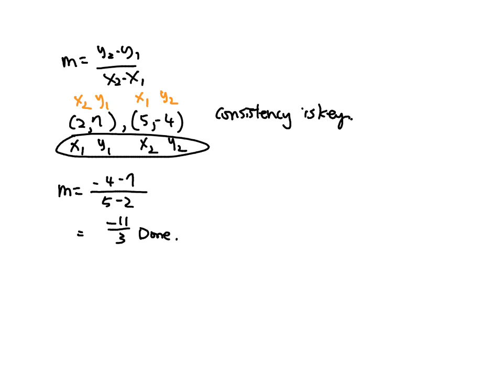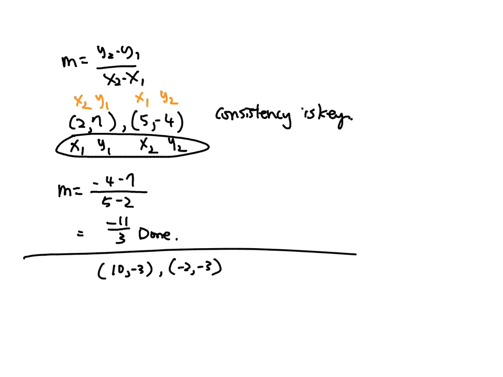Okay, part B, same idea. You have (10, -3) and (-2, -3). Go ahead and use our formula. You have -3 minus a -3. Be careful on the minus sign. And you have -2 minus 10. So you're getting 0 on top and -12 on the bottom. So the slope in this case is 0.